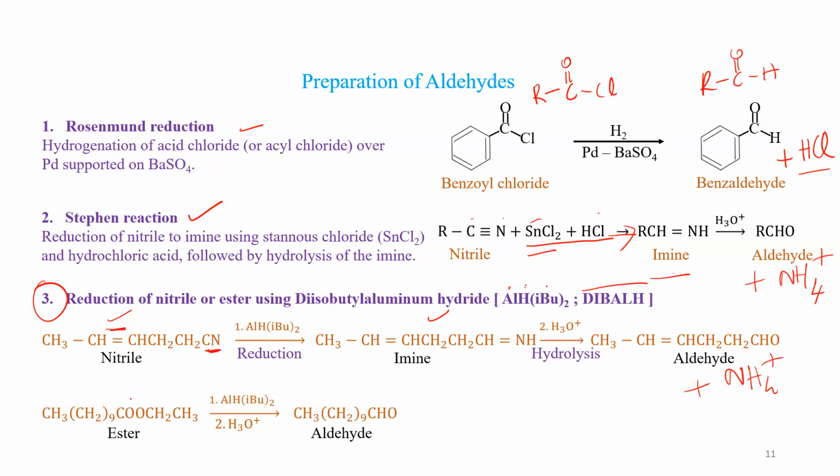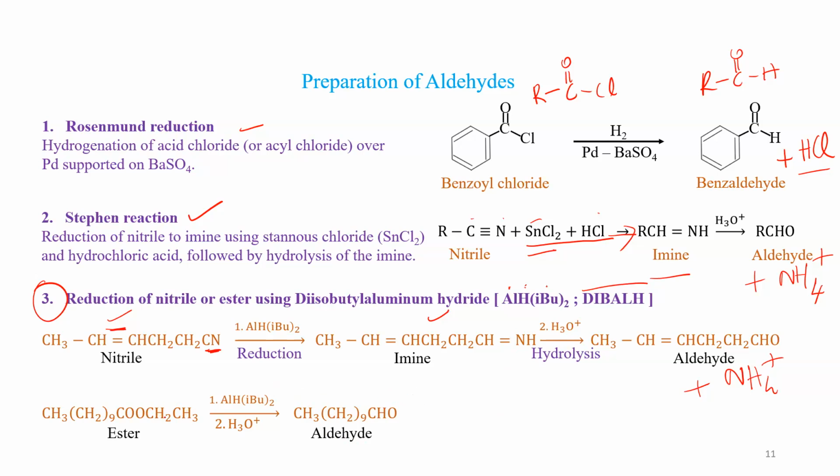Then ester. This is an example of an ester. If I react the ester with lithium aluminum hydride, I will get a primary alcohol. Lithium aluminum hydride will reduce the ester to aldehyde, and that aldehyde in the same reaction mixture will undergo over reduction into alcohol. But in case of DIBAL, it is possible to control the reduction to the aldehyde stage. Over reduction to alcohol will not happen.